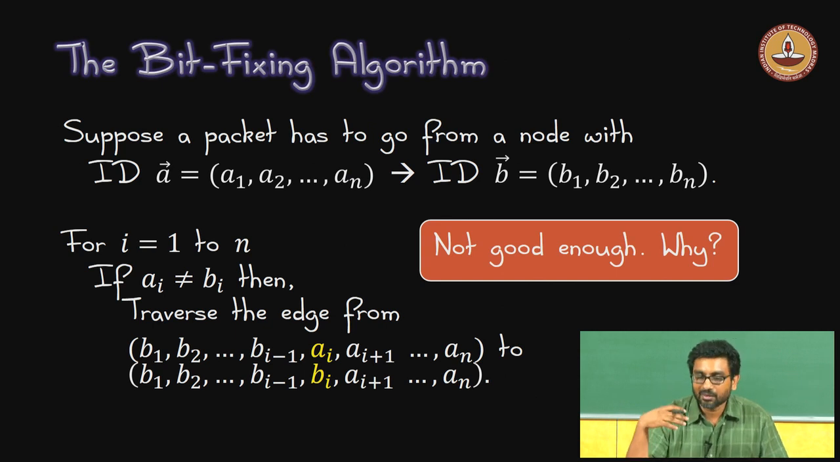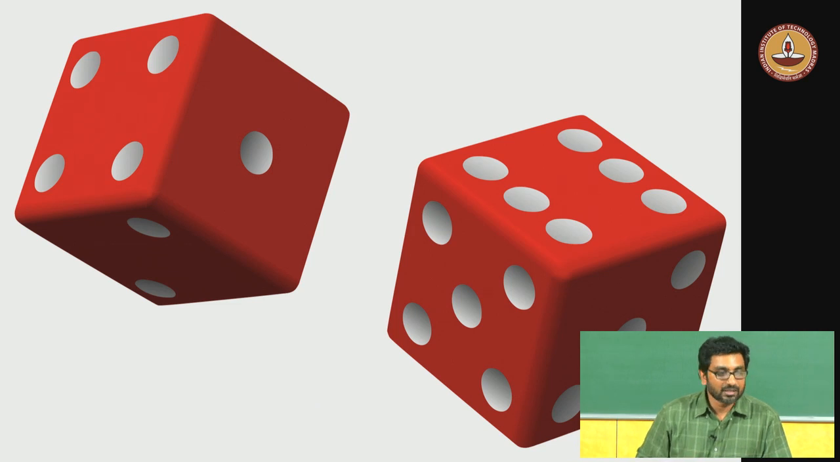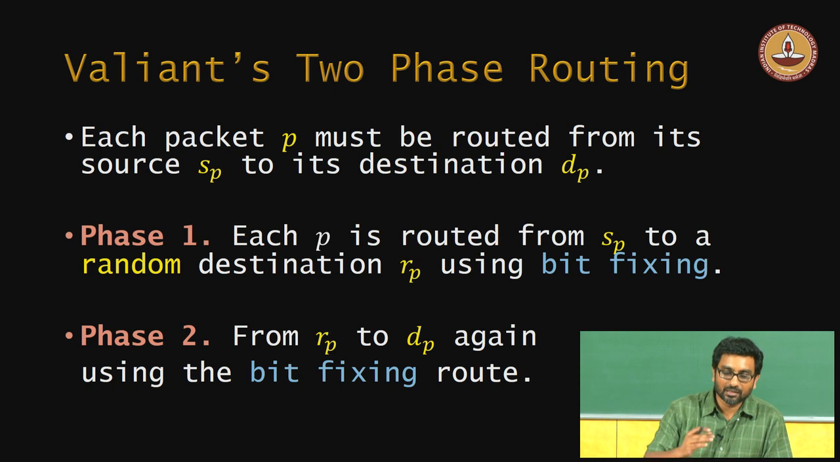This randomized algorithm uses bit fixing as a subroutine. What is bit fixing? It is a way for a packet to go from one node to another node by just fixing bits one by one from left to right. But what is important is that it's not a randomized algorithm, it's a deterministic algorithm, so it's not good enough, which means that you need a slight modification.